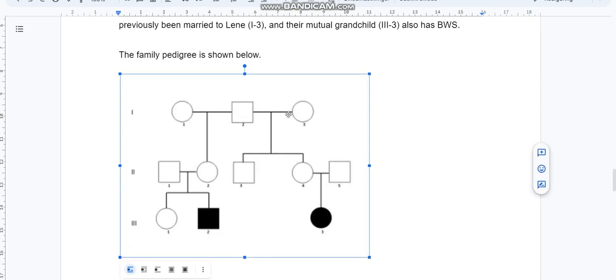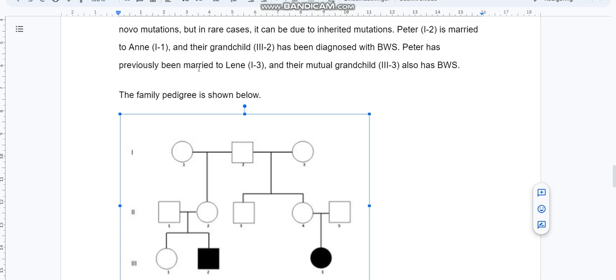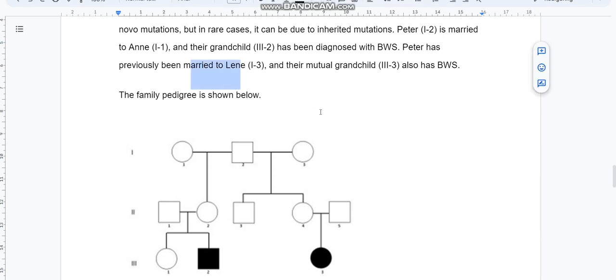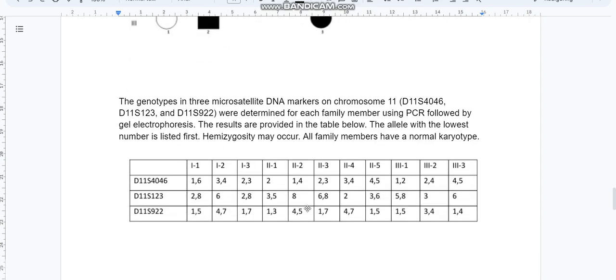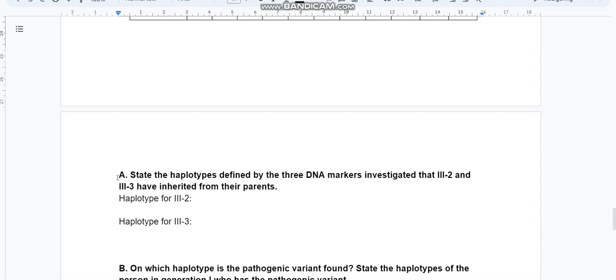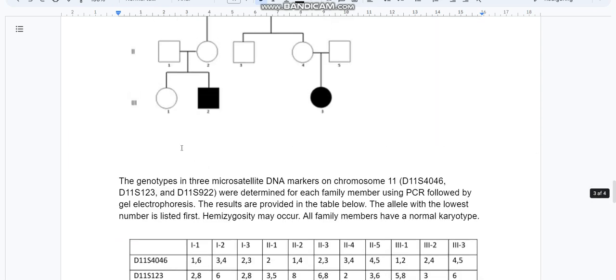his previous marriage with Lena, they also have a mutual grandchild who has the expressed phenotype. Now they ask you, state the haplotypes defined by 3 DNA markers investigated that generation 3-2 and 3-3 have inherited from their parents. So they're of course talking about these two.